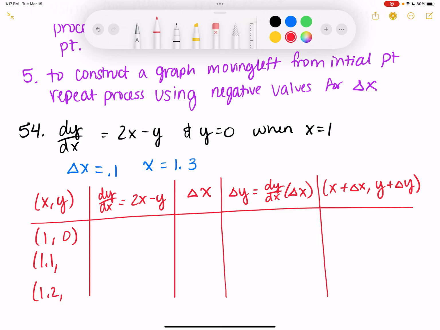Okay, so when I plug in 1 and 0 for 2x minus y, what do I get? 2. Delta x is always 0.1, so if you want to go ahead and write that in all the way down. So then here, I take the dy dx value. This column 2 times column 3 is going to give me the answer to column 4. So what is 2 times 0.1? 0.2.